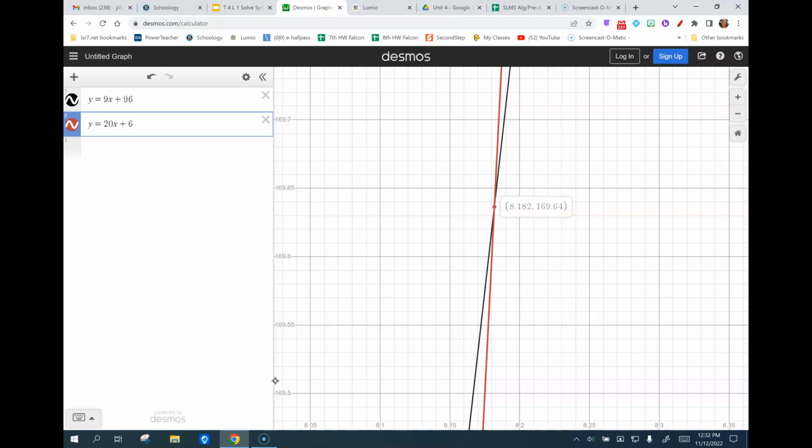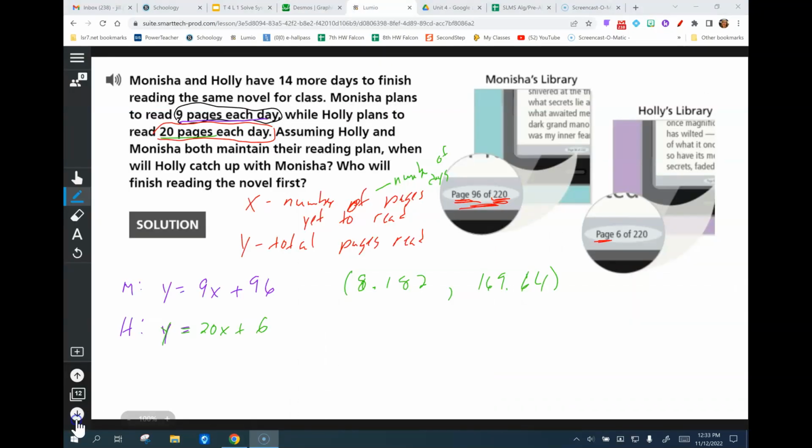So at 8 days they intersect, and keep that ordered pair. I'm going to write it back down in our notes so we can talk about that. Let's look at it. So we have 8.8182, and we have 169.64 pages. So what this is saying is that in 8 days, because it's talking about 9 pages per day, so 8 times 9 would be, whatever. Okay, so this is days, and this is total pages that they've read by that time. So in about 8 days, they've both read approximately 169.64.